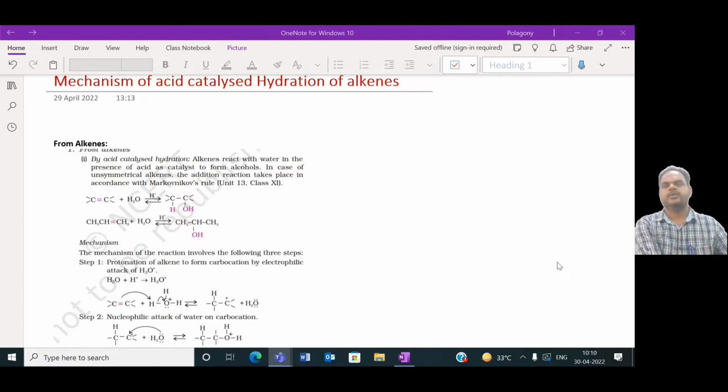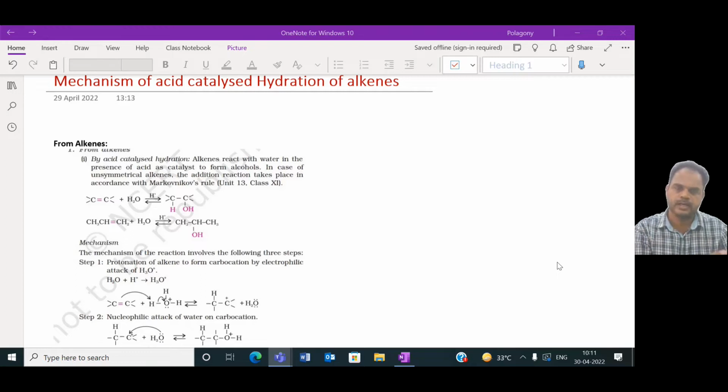If you want to understand the formation of alcohol from alkenes, how the unsaturated hydrocarbons are converted into alcohols, let us discuss the detailed mechanism of acid catalyzed hydration of alkenes. Acid catalyzed hydration is done for alkenes, symmetrical and unsymmetrical. Generally this reaction takes place.